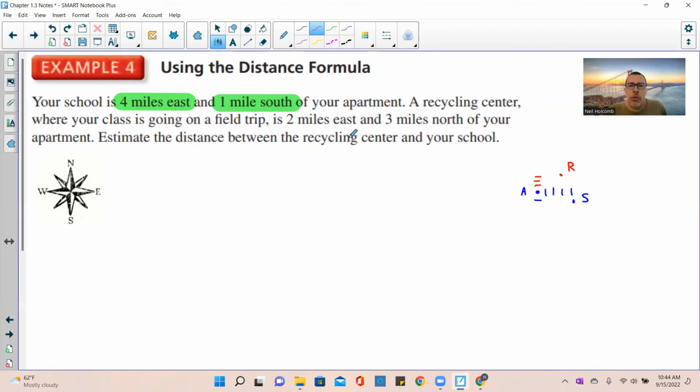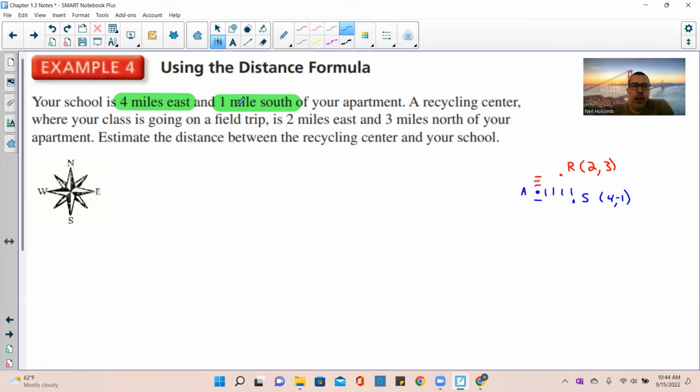It says estimate the distance between the recycling center and your school. If our house is at the origin, 0, 0, then R, the recycling center, would be 2 miles east, 3 miles north, and the school would be 4 miles east, 1 mile south, and that'd be a -1, because south and west are negative in this situation. So those are the 2 points we're dealing with. I'm going to do it without graphing first. So there's my little sketch of what's going on here.